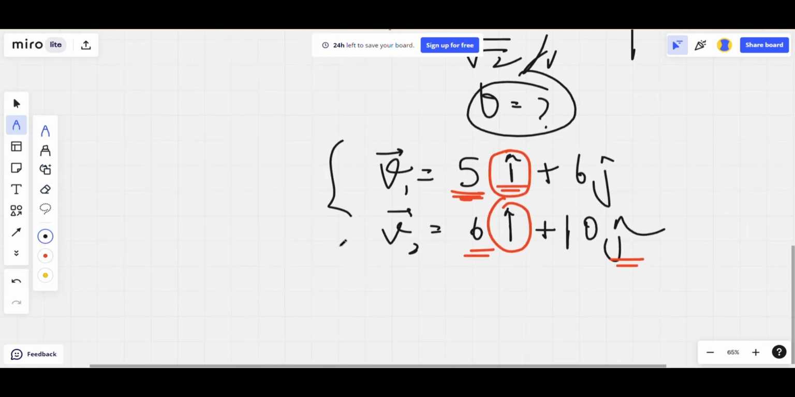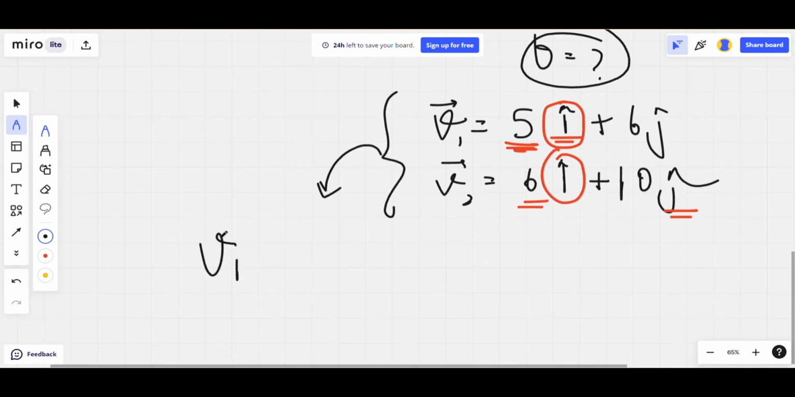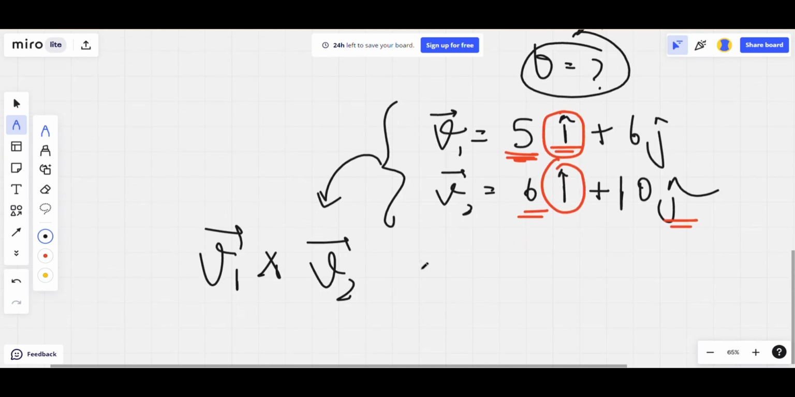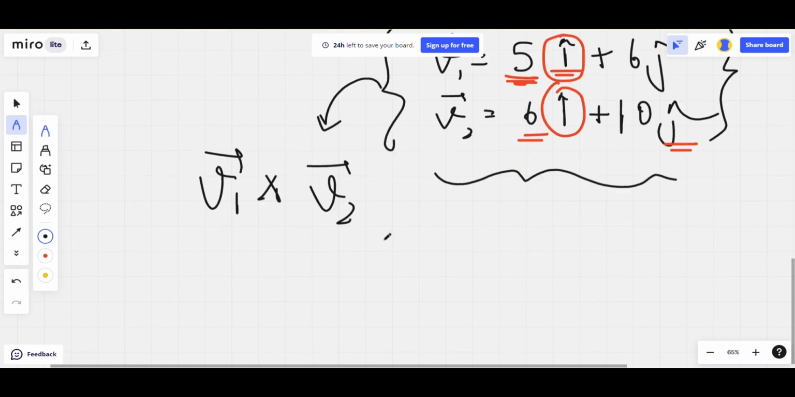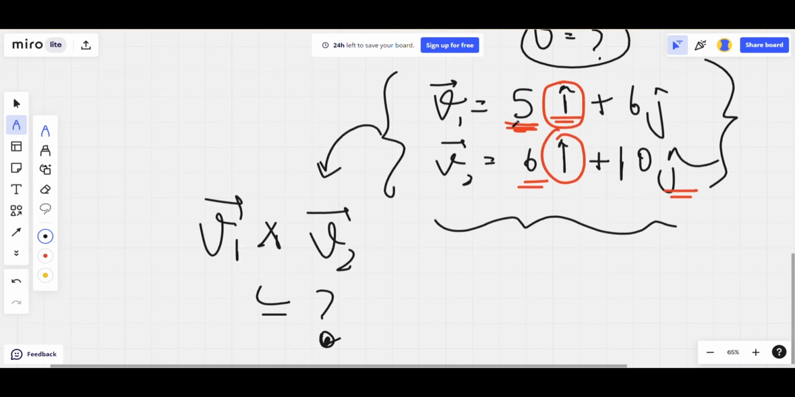If we have v1 cross v2, we don't have the angle between these two vectors, but we only have the vectors in its vector form. Then how do we do it? We do not multiply it like how we did in dot product, but then we implement a concept that you learn in mathematics in class 12th in more detail, which is coming from the concept of determinants.